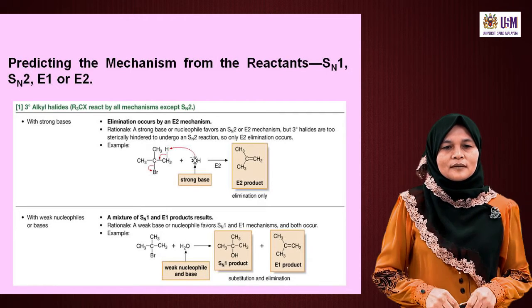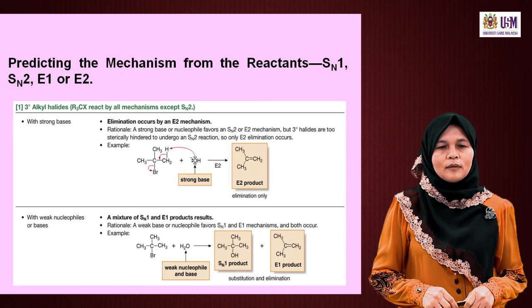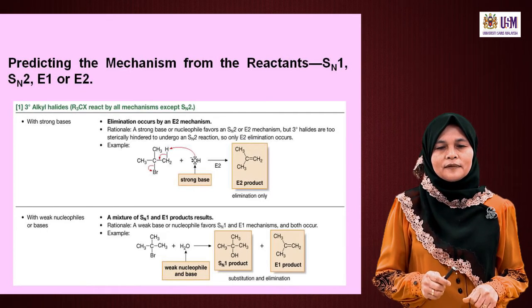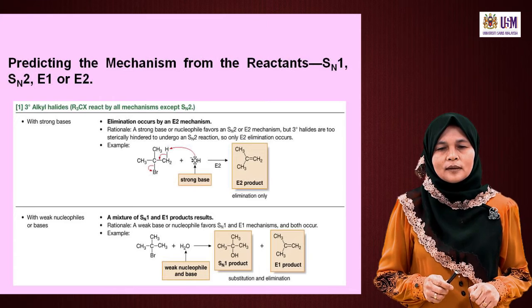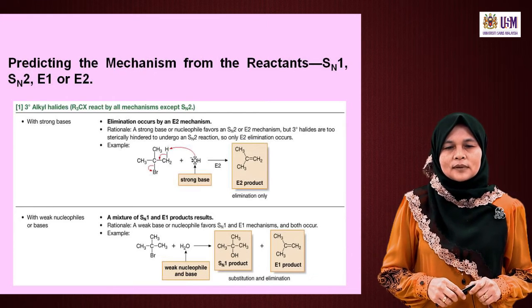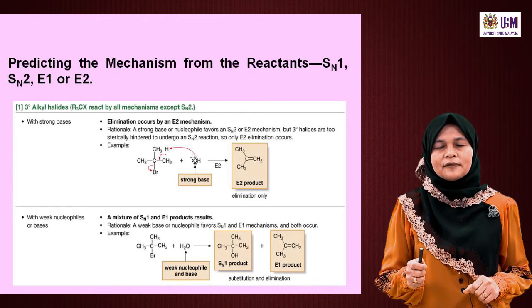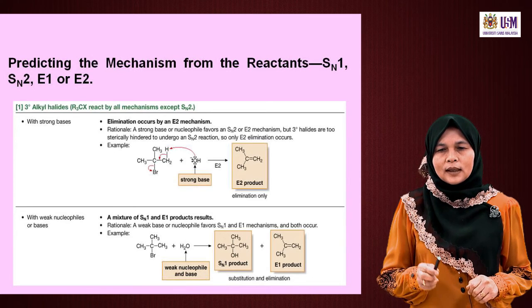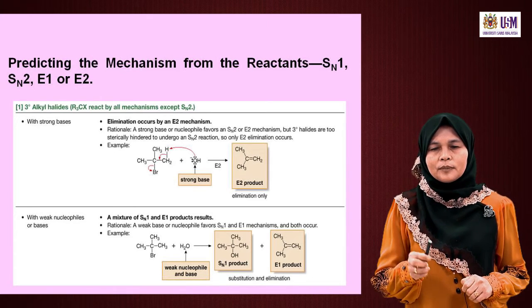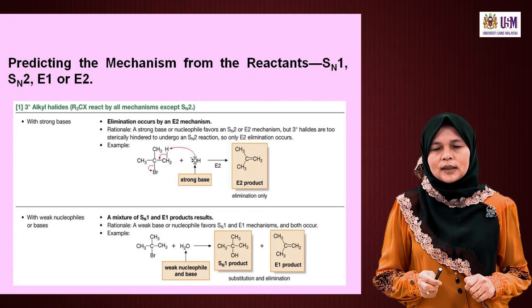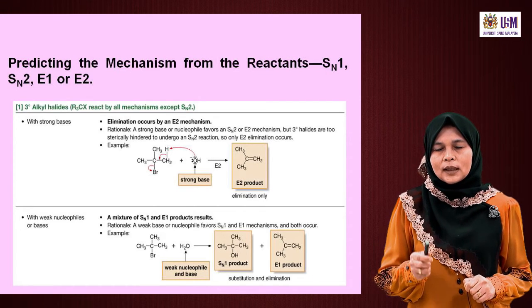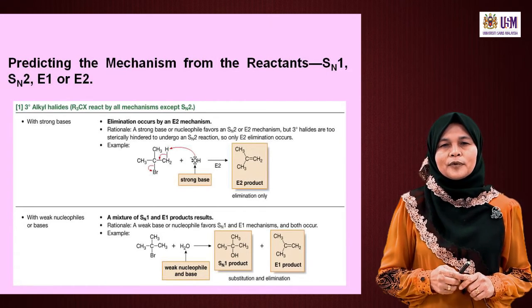With weak nucleophiles or bases, a mixture of SN1 and E1 products results. A weak base or nucleophile favors SN1 and E1 mechanisms, and both will occur. So then the product is the SN1 and E1 product.